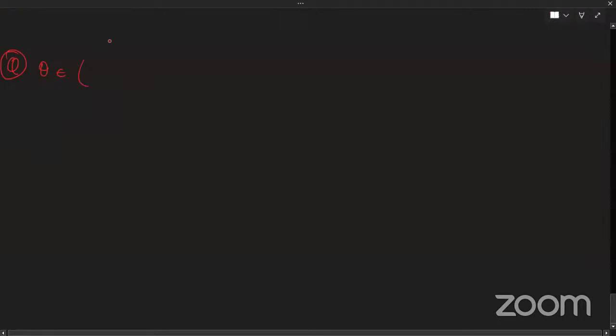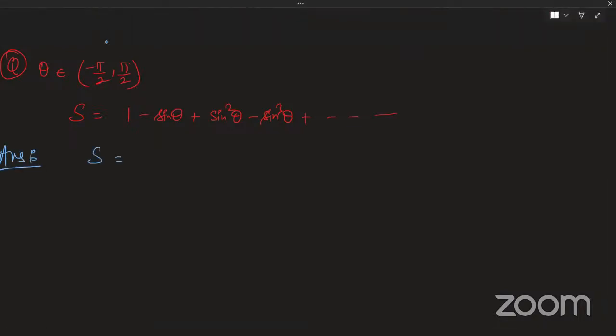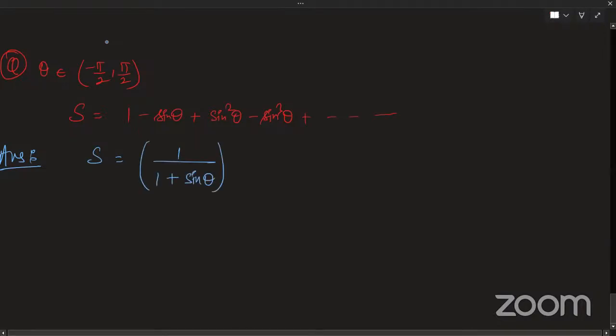So one last question. Again, theta belongs to minus pi by 2 to pi by 2. And find the sum of 1 minus sine theta plus sine square theta minus sine cube theta, and so on. Now can you do it? 1 by 1 plus sin theta. Correct. Absolutely correct. So fine.